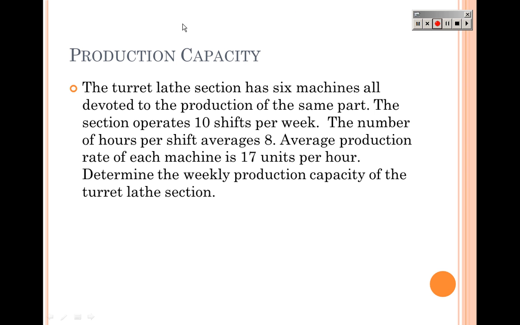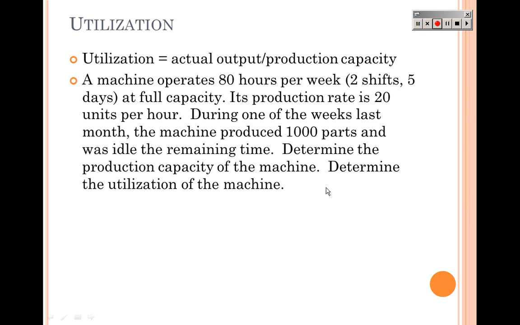Okay, so back to where we were. Utilization. That's your actual output versus your production capacity, which means you've got to calculate your production capacity usually in these machines. So if a machine operates 80 hours per week and it makes 20 units per hour, and one week last month it made 1,000 parts and was idle the rest of the time, we want to know the production capacity of the machine and the utilization.